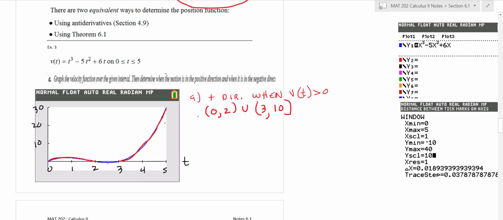Bracket, because the velocity is 30. The velocity is a positive number, so we include that. So we would be moving in the positive direction, okay? Part B would be when are we moving in the negative direction, okay?